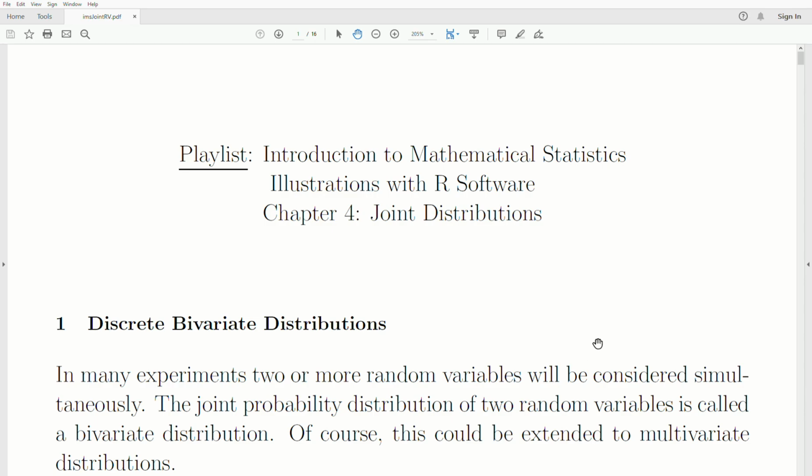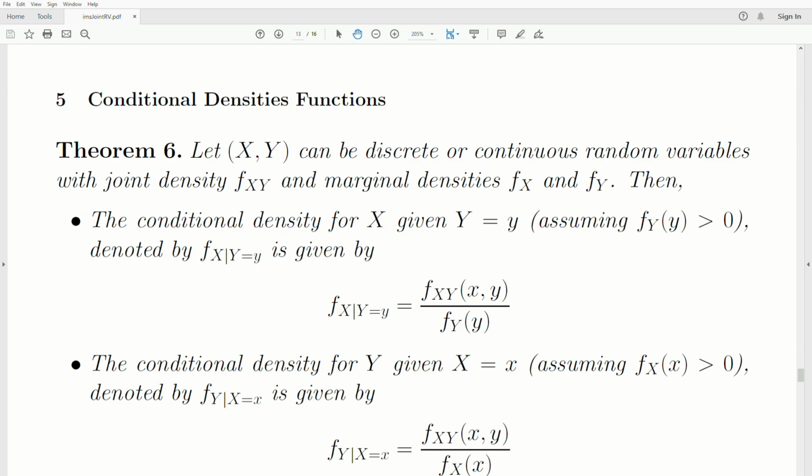Hello, this is the next video in a playlist that I'm calling Introduction to Mathematical Statistics, and we're in chapter 4, part of this playlist I'm calling Joint Distributions. Let's jump to today's topic, which is conditional density functions. First we're going to give the definition of the conditional density functions, then we're going to prove they're densities, and then we're going to use it to find the best predictor of y given a function of x.